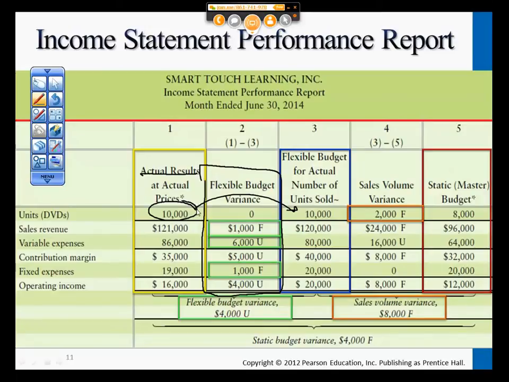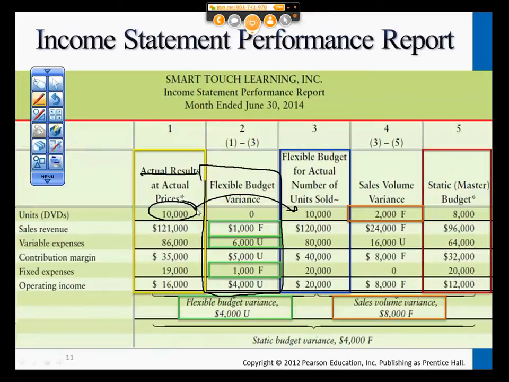Now let's look at the sales volume variance. Sales volume variance is the difference between the flexible budget for the actual number of units sold and the static budget volumes, right? So it's column 3 minus column 5. Again, we calculate all of the units, so let's look at the variable expenses. Our flexible budget tells us it's 80,000, and the static tells us it's 64,000.